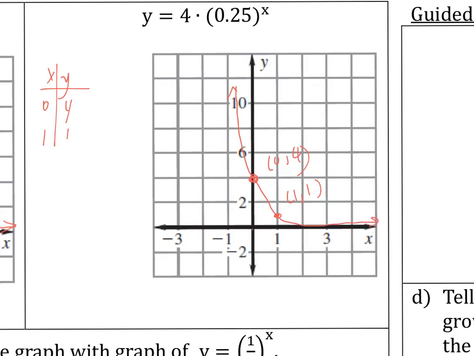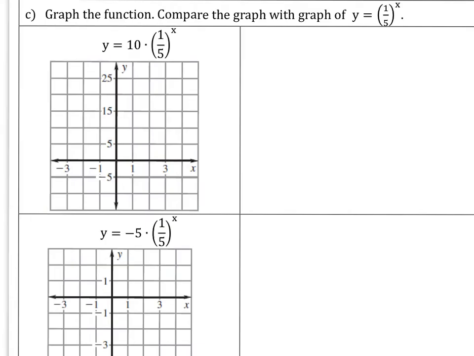Okay, and again, the domain is all real numbers, and the range is all positive real numbers. Part C: graph the function. Compare the graph with the graph of y equals 1/5 to the x power.